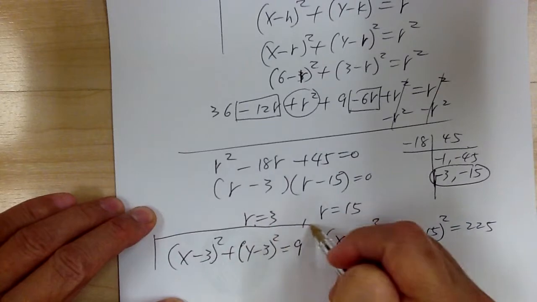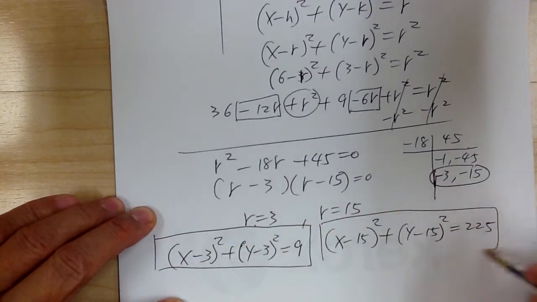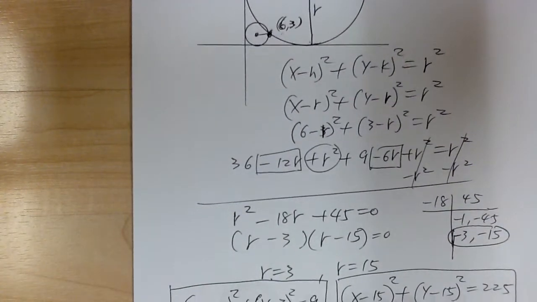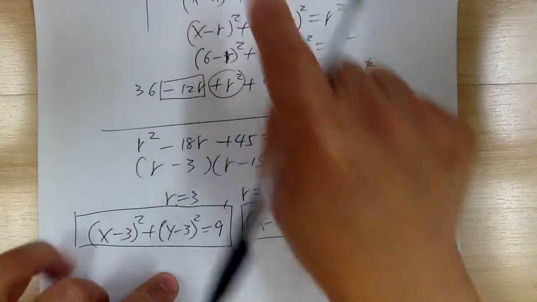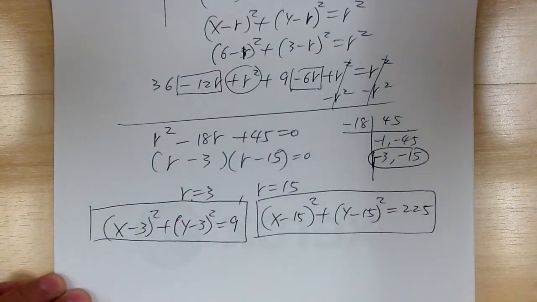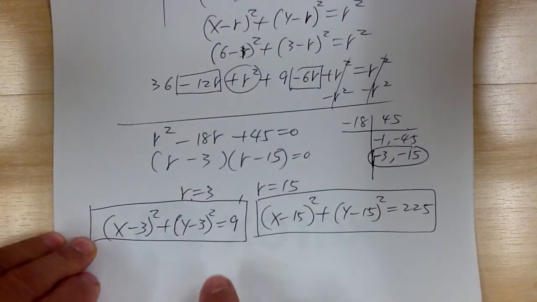Okay, so that's your two possible circles. Okay, so this one is for the small circle. This one over here, this is for the big circle. Okay, let's go to number 44.